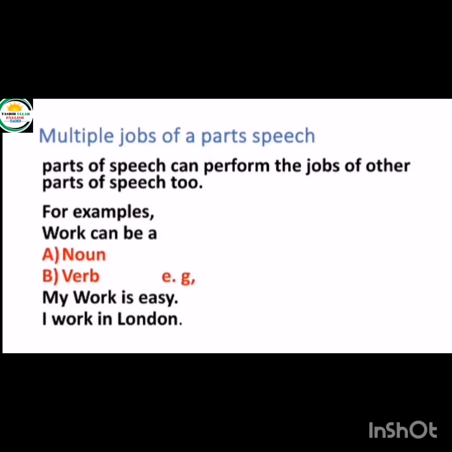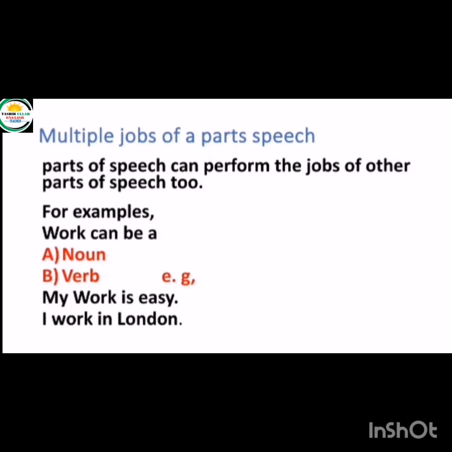And you know that the same word performs different jobs in different sentences. Why is it? Okay, so a part of speech can perform the jobs of another part of speech too, and it depends on the different circumstances or different position of the word in the sentence. It means that according to different position and circumstances, a similar word can perform different functions in different sentences.